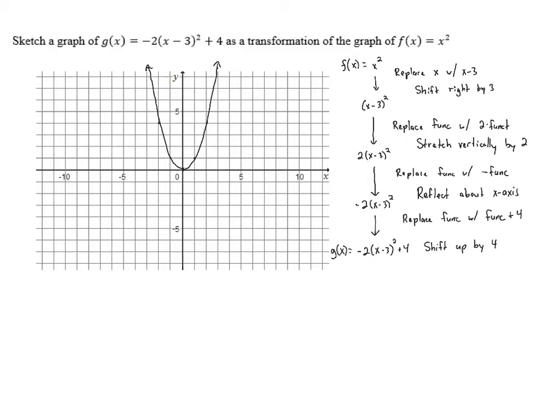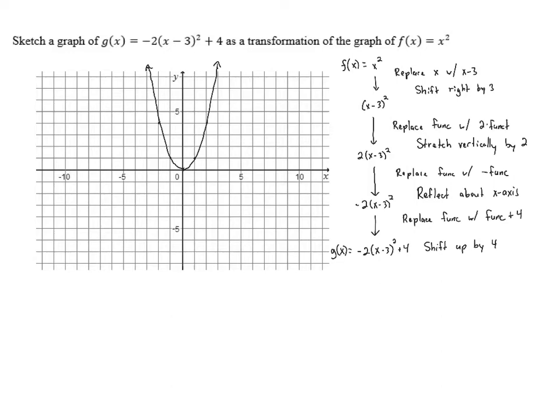So in this case, we have 4 different transformations that the graph needs to go through. It needs to be shifted right by 3, stretched vertically by 2, then reflected about the x-axis, and then shifted up by 4. I'm going to do this one just a little bit differently. I'm going to look at the main points on this graph one at a time, and for each of these points, I'm going to take it through all of these transformations one at a time.